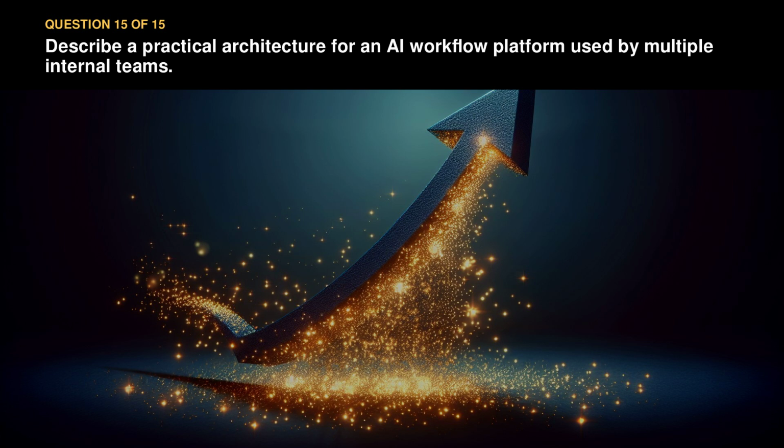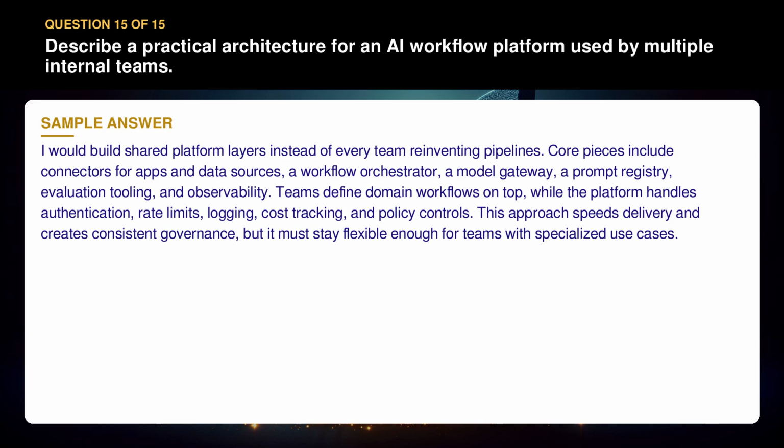Question 15. Describe a practical architecture for an AI workflow platform used by multiple internal teams. I would build shared platform layers instead of every team reinventing pipelines. Core pieces include connectors for apps and data sources, a workflow orchestrator, a model gateway, a prompt registry, evaluation tooling, and observability. Teams define domain workflows on top, while the platform handles authentication, rate limits, logging, cost tracking, and policy controls. This approach speeds delivery and creates consistent governance, but it must stay flexible enough for teams with specialized use cases.